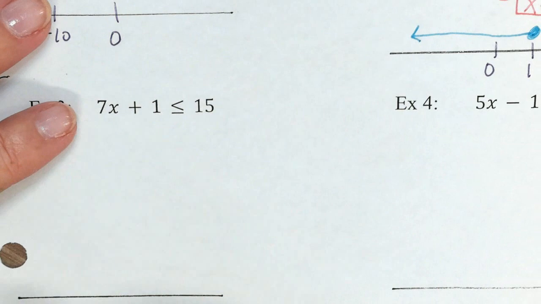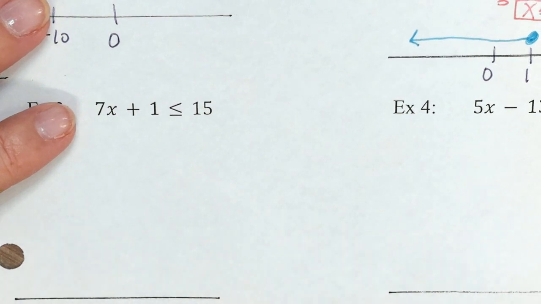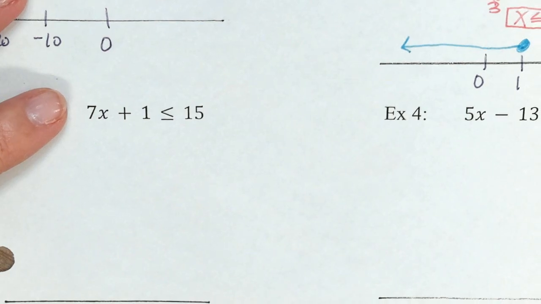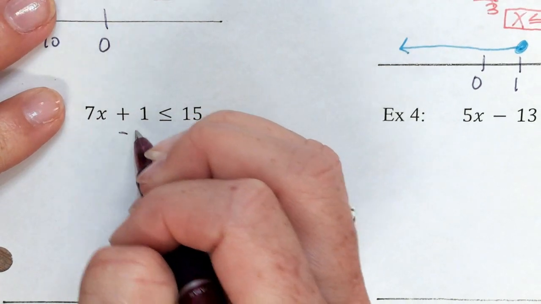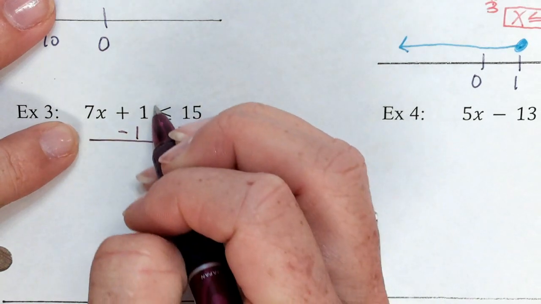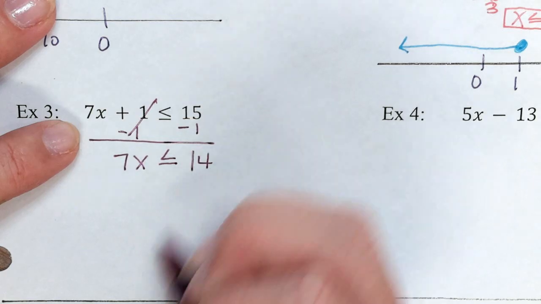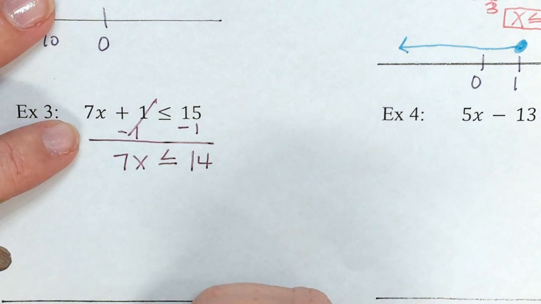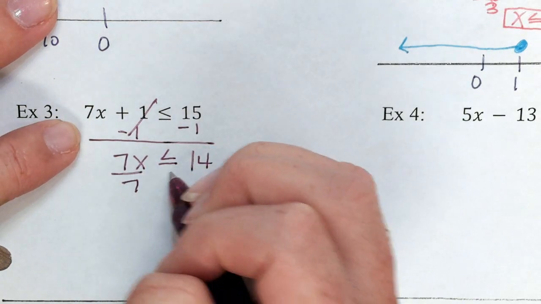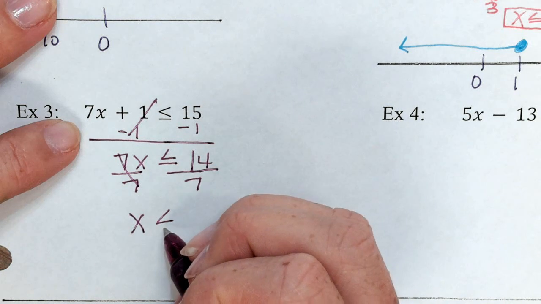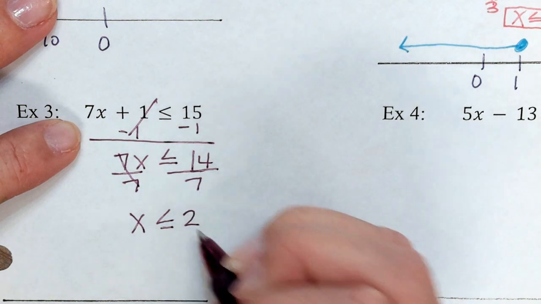Number 3. Is the variable already on the left? Yes. Is the sign going to end up flipping? No. Why not? The coefficient is positive. How do I get rid of a plus 1? Minus 1. So I have 7x is less than or equal to 15 minus 1, which is 14. I divide both sides by 7, and I'm left with x is less than or equal to 14 divided by 7, which is 2.